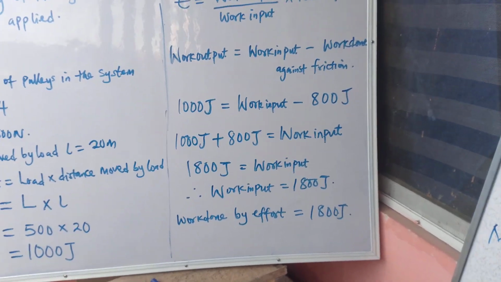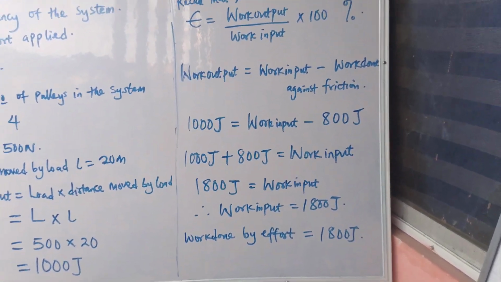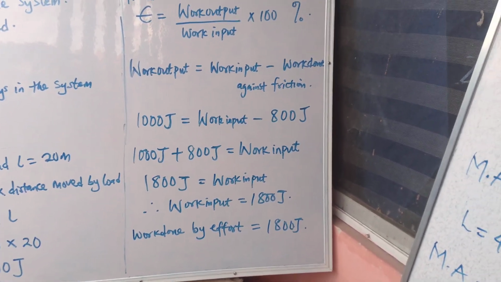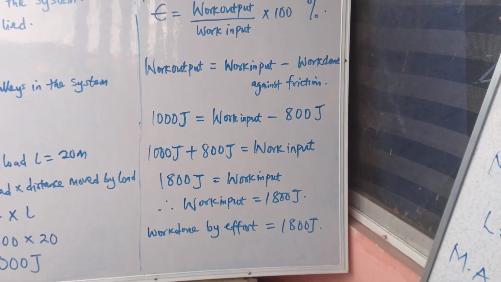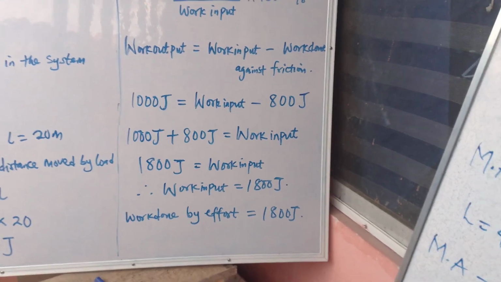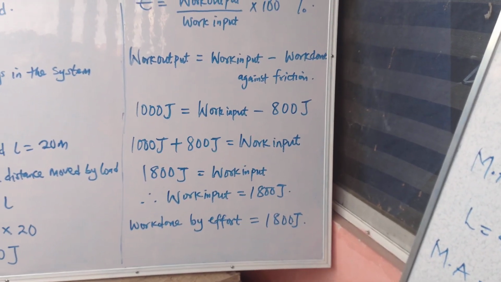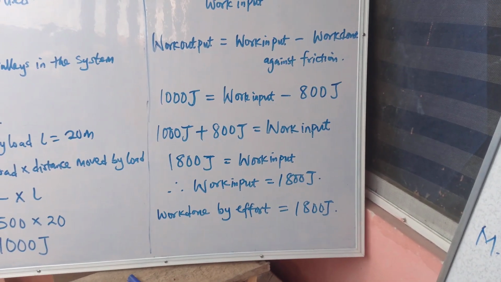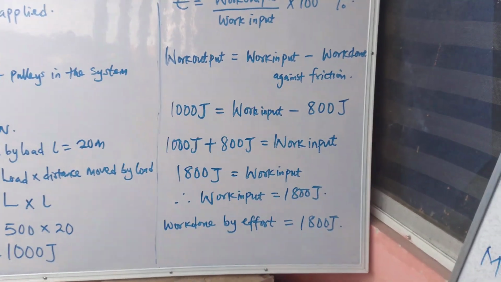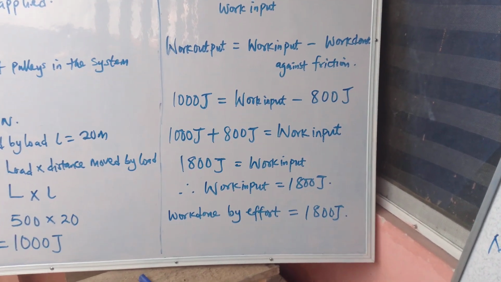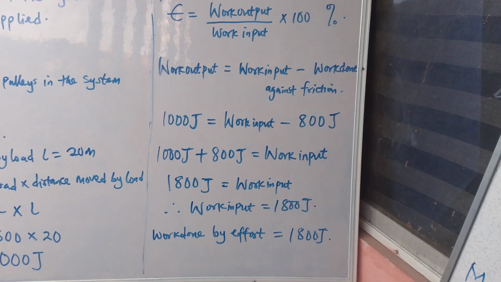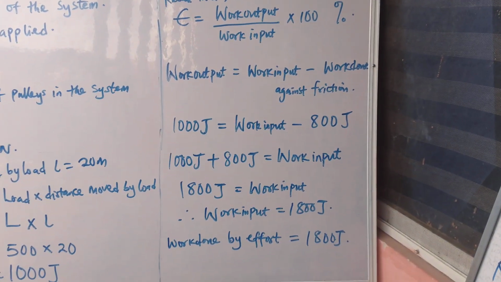Okay, now how did we get that? We used the formula work output equals work input minus work done against the friction. The value for work output was 1000, then that of work done against friction, 800 joules, was given to us. So we then made work input the subject of the formula, that's collecting like terms. This one crossed over there. We had 1000 plus 800 joules, which is 1800. Okay, so we have solved and gotten the work input as 1800 joules.